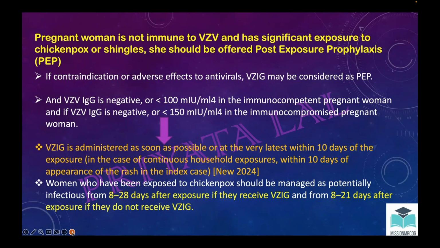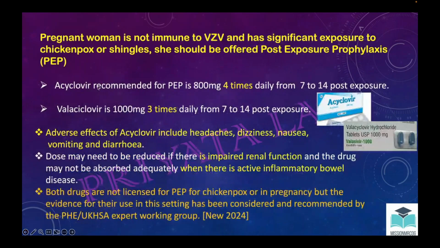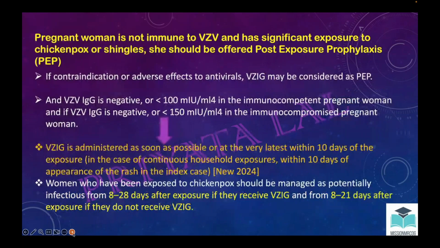In that situation, the second choice can be used, and the second choice that can be offered to the woman as post exposure prophylaxis is varicella zoster immunoglobulin. Okay, so this is the second choice. This is a change in the guideline. Now the first choice is acyclovir and valacyclovir oral tablets from 7 to 14 days of exposure. That new change is there.